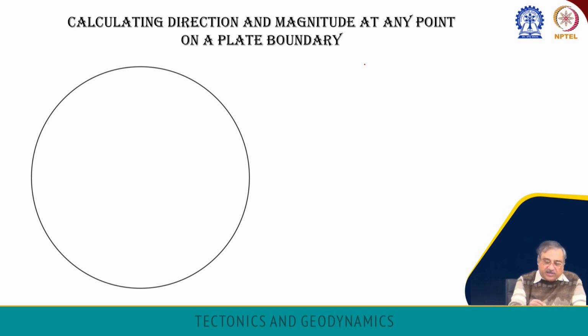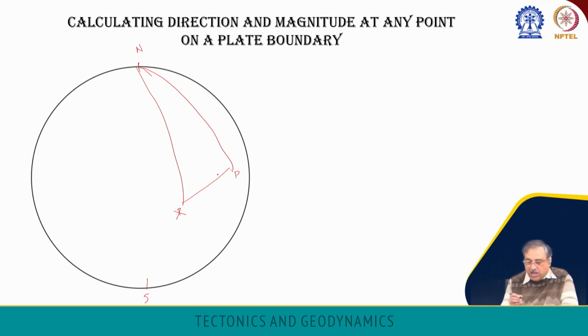We know the magnitude of the angular velocity. So once again, this is x and this is p, this is n, this is s, right? So how do we now actually specify what the velocity would be here? Now we know the magnitude is small v, but how do we know what its orientation is?